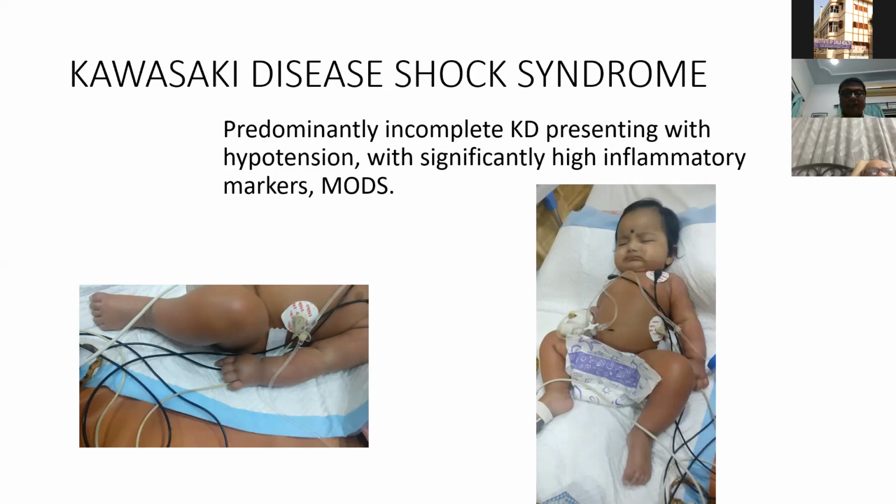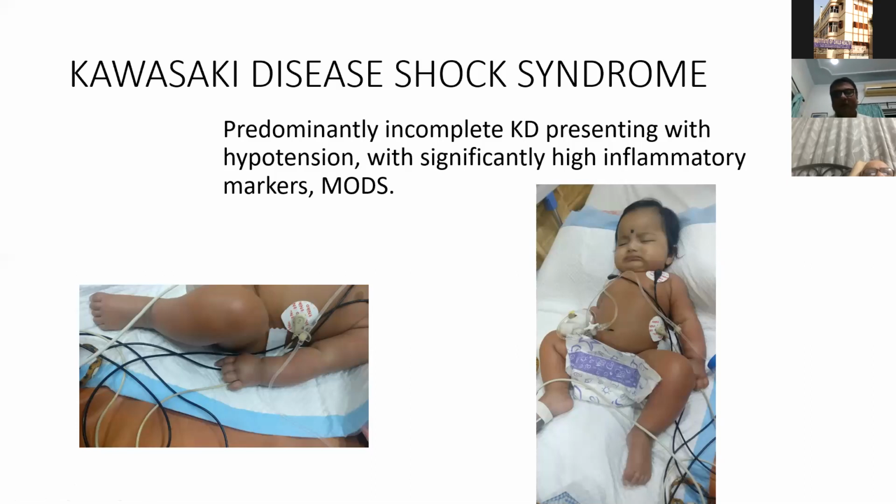And these are the patients, this shock syndrome, they are usually young children around 6 months to 2 years who present with hypotension and very high inflammatory markers. And sometimes they go into MODS. So this is a baby who had presented with extreme edema. We were almost certain that what we were dealing with was a toxic shock syndrome, till we realized that there were some aneurysms in the echocardiography. So this was the first baby.